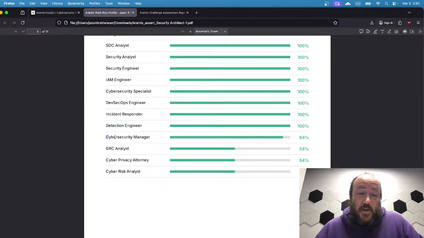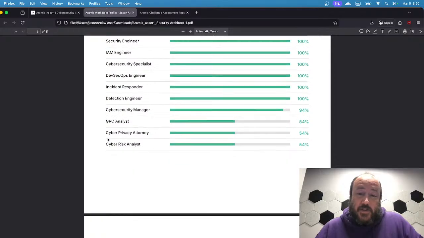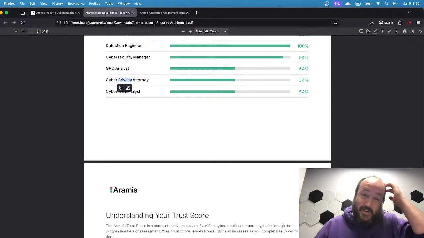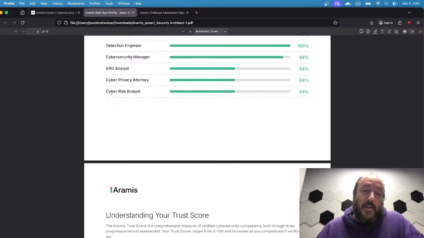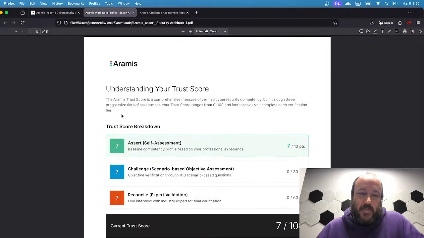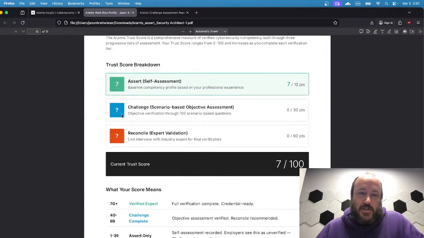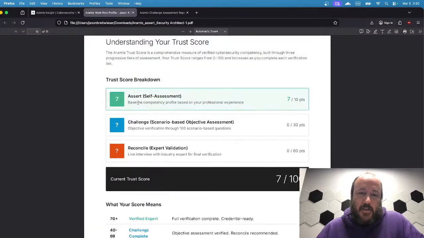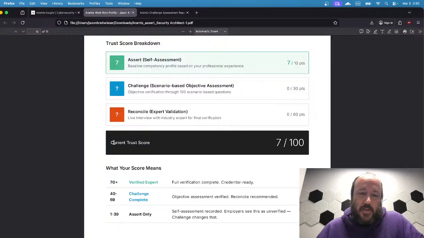Detection engineering is strong, likely because of the SIEM management experience. Cybersecurity manager, very strong. Cyber privacy attorney. I am not a lawyer. You're gonna look for your legal counsel elsewhere. Cyber risk analyst, 54%. So understanding the trust breakdown, this is where it gives you the overall maximum value of a trust score.